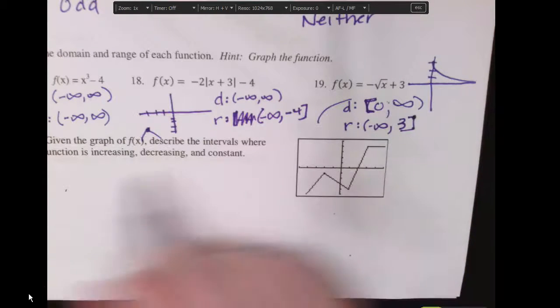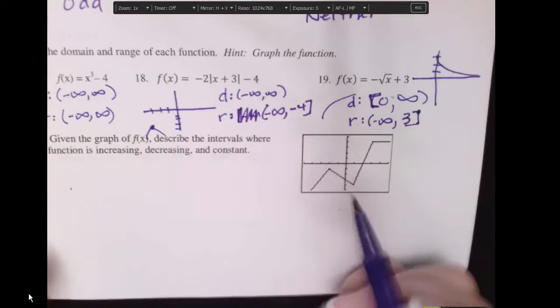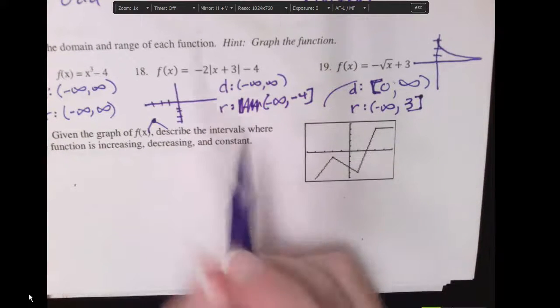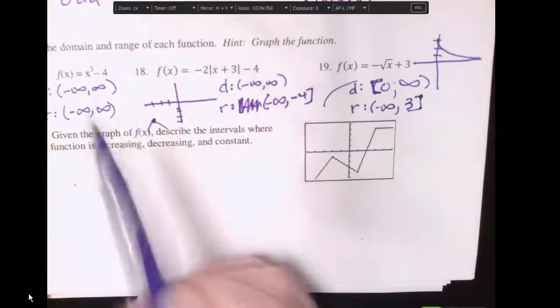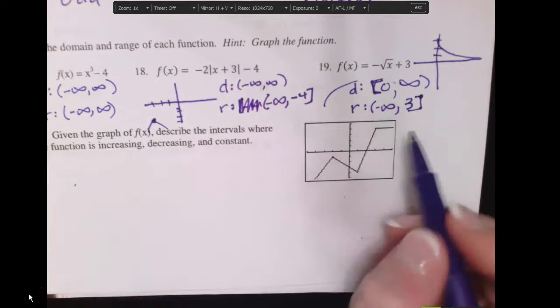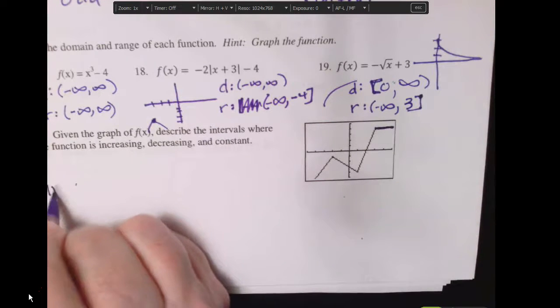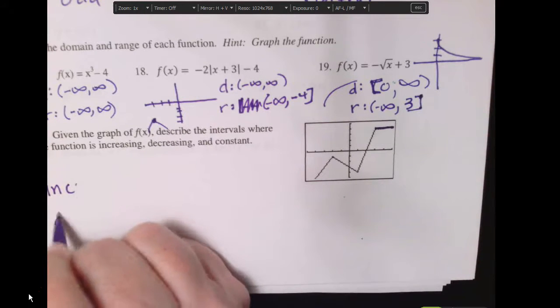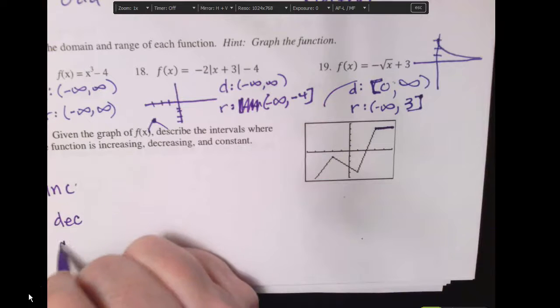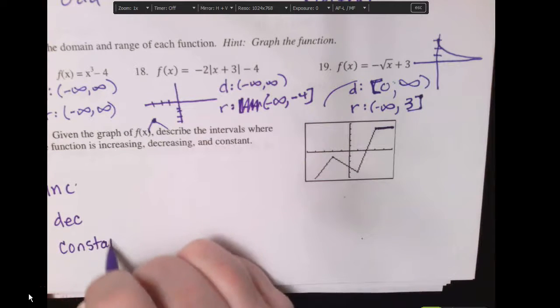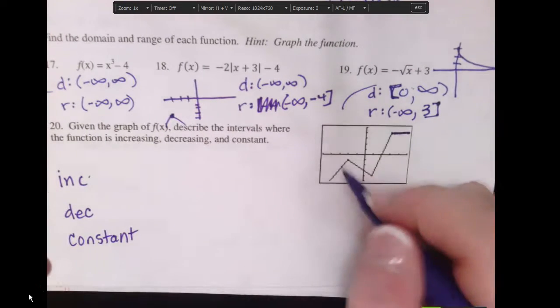Okay. Given the graph, describe the intervals where it's increasing, decreasing, and constant. Okay, so on our other graph where we had to do this, we had no constant values, but I can already look right here. Here's my constant. But I'm going to work from left to right, so I'm going to make myself a space: increasing, decreasing, and constant. And then I'm going to move this so you guys can see it.